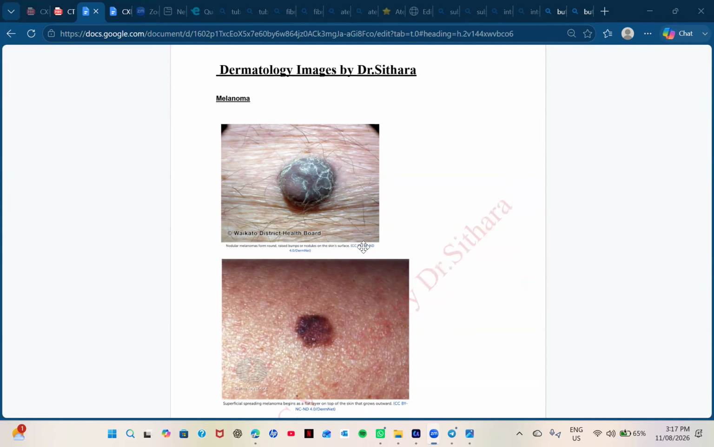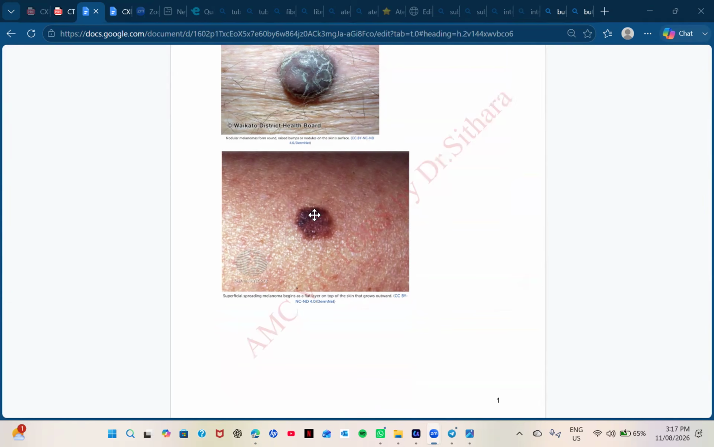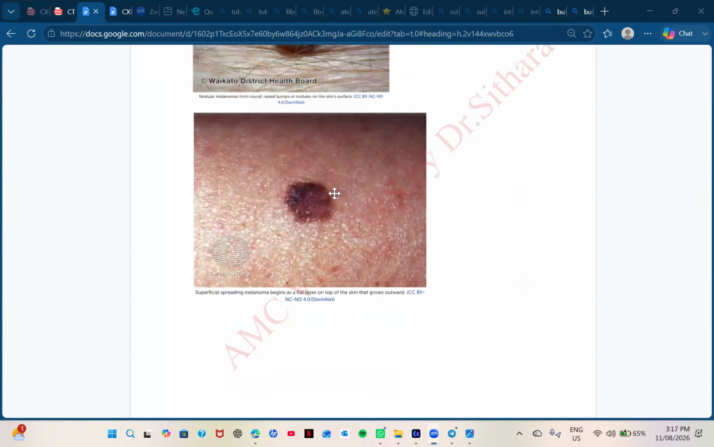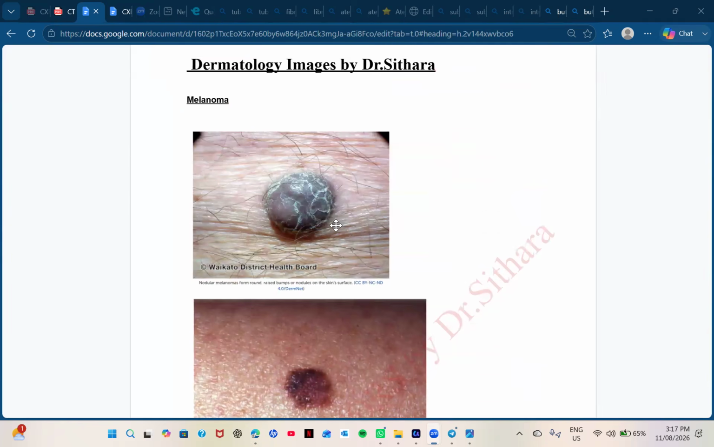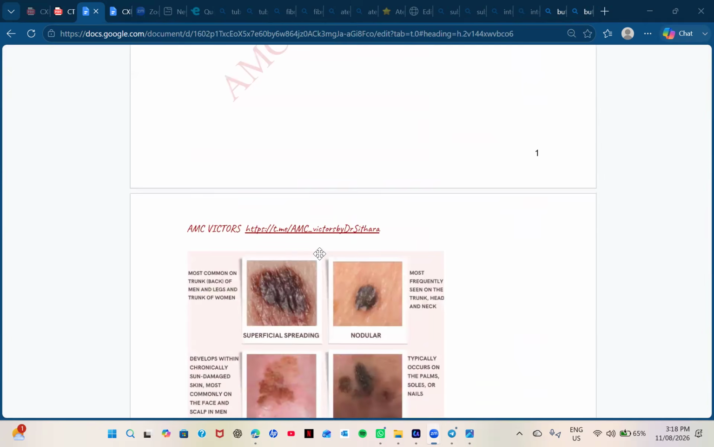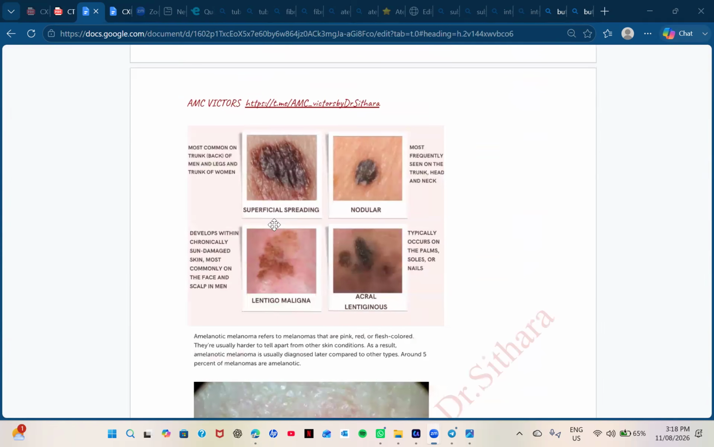Here is melanoma. Here is a superficial melanoma. Because melanoma also has different types, right? Here we have superficial melanoma, nodular melanoma, and acral lentiginous melanoma. Acral lentiginous usually can be seen in the palms and also the nails, right?